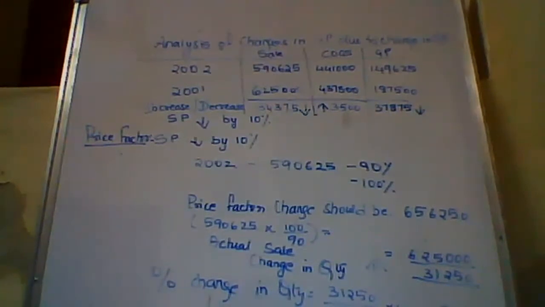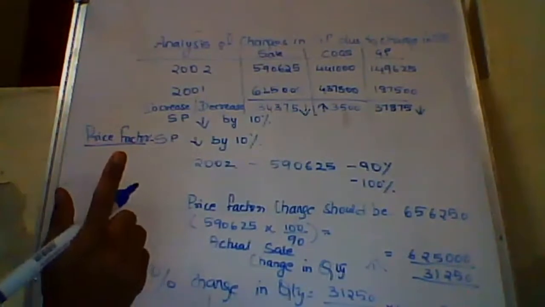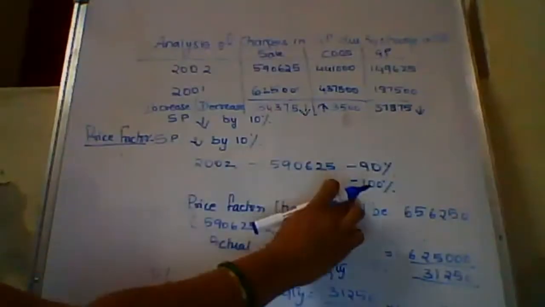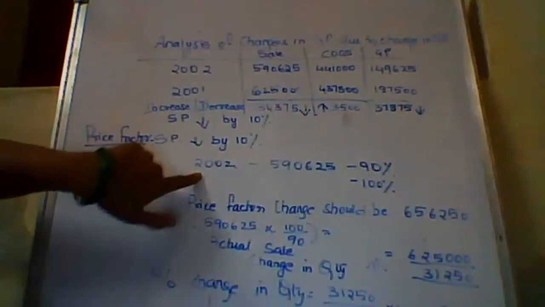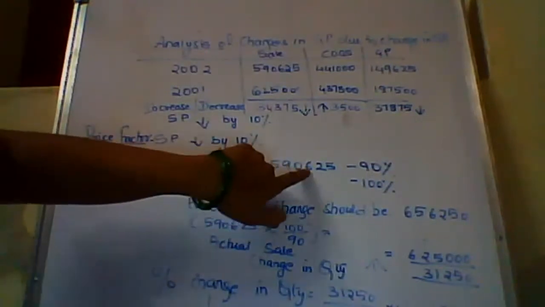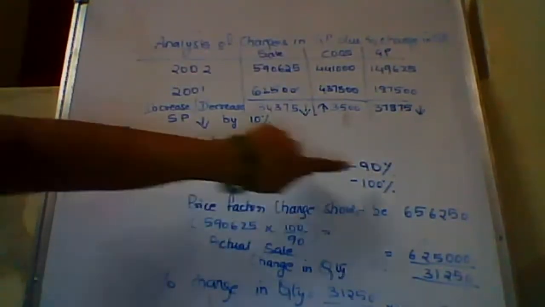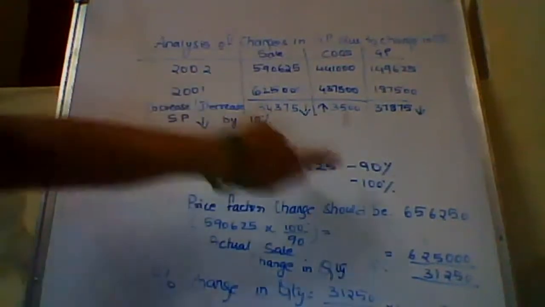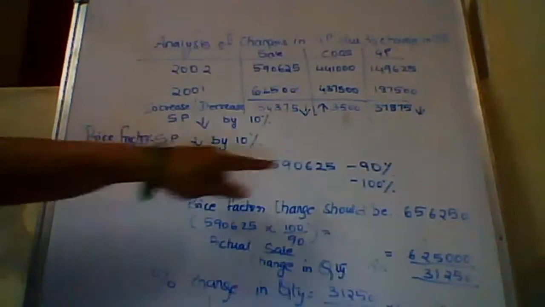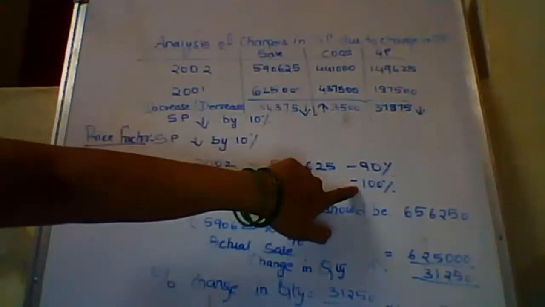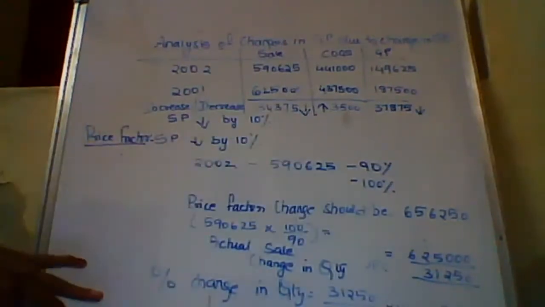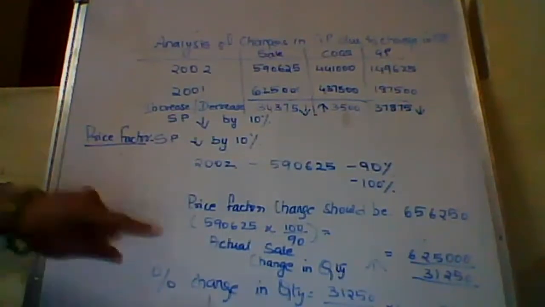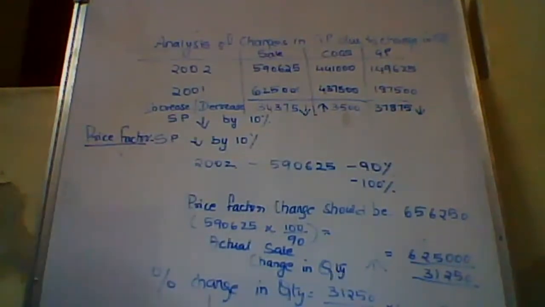Ma'am, we have to take 2001 amount as 100%, ma'am. 2001, yes. That is, you are going back. So you are finding out in 2002, 5,90,625 is how much? 90%. How 90%? After reducing 10%, 90%. So what are you finding out? You're finding out how much 2001 should have been.